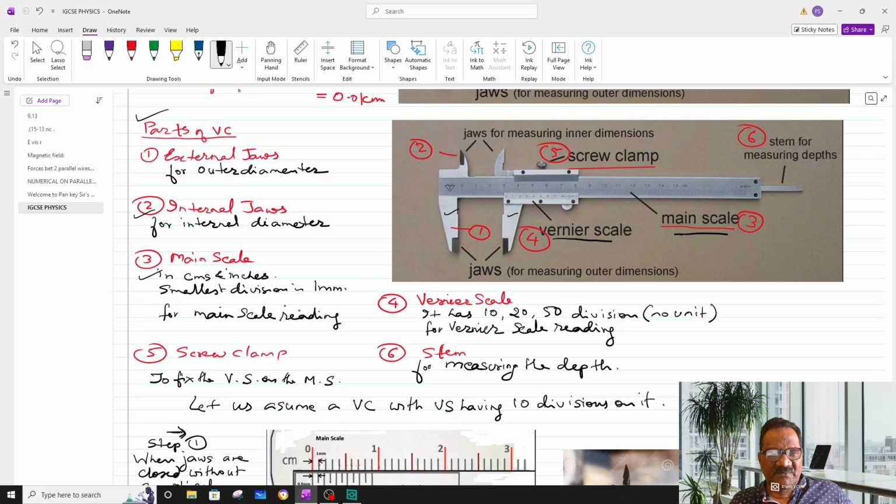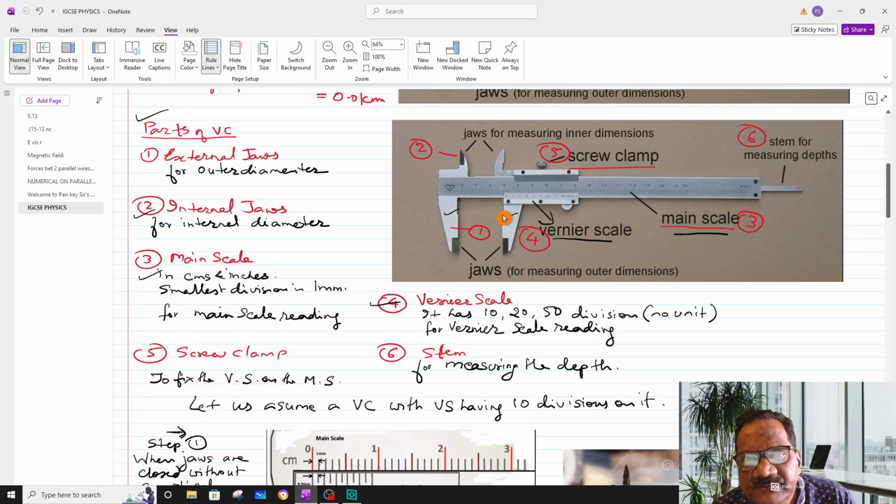That was part number 3. Then part number 4 is something called the vernier scale. Can you see this particular one? This is your vernier scale, right? Now what is a vernier scale? It has certain divisions on it. Now this particular vernier scale, I think it has more divisions. Let me just zoom in and see.